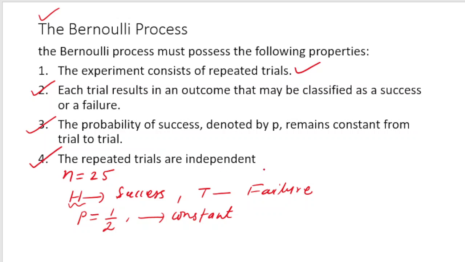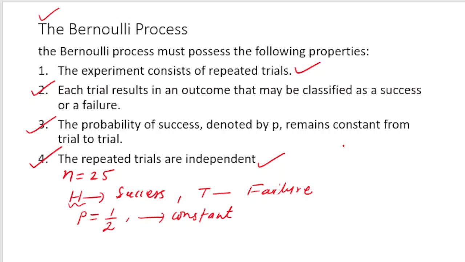And the repeated trials are independent. What does it mean? It means that if you are tossing a coin, suppose for the first time you got a head. Now let me ask you, what do you think if I toss the coin second time? Whether the probability of getting a head will change or not change? It will certainly not change. What was the outcome in the previous trial will not affect the outcome in the next trial, right? Because two trials are independent of each other. So this kind of process is known as Bernoulli process. I hope you have understood it.